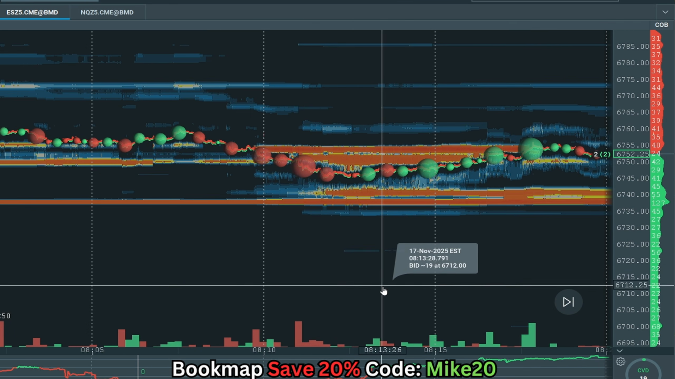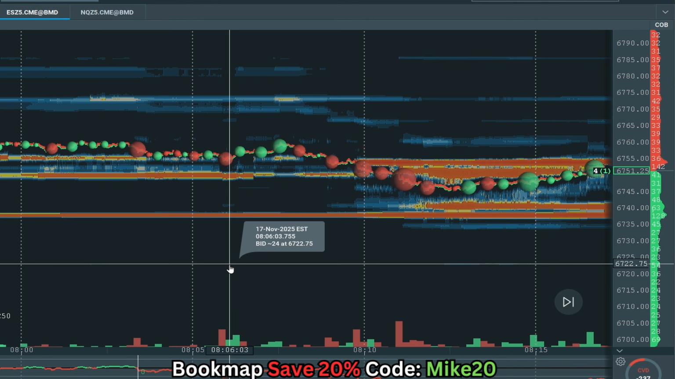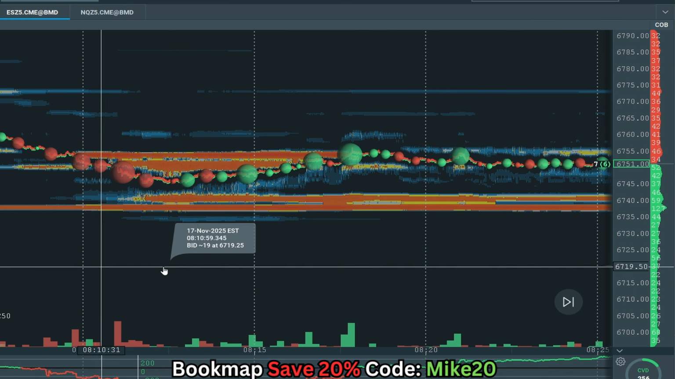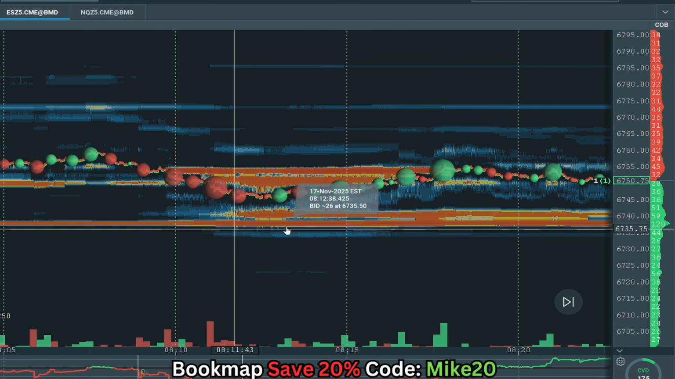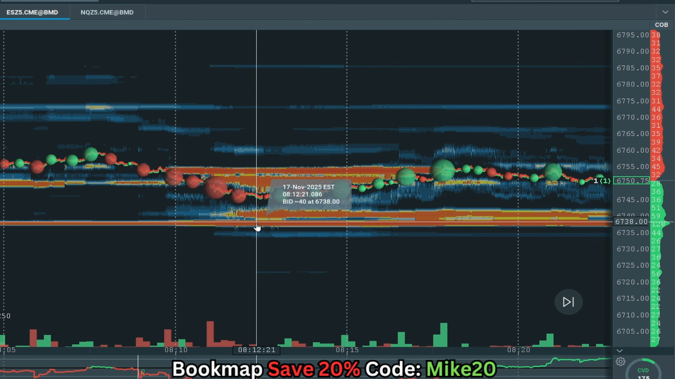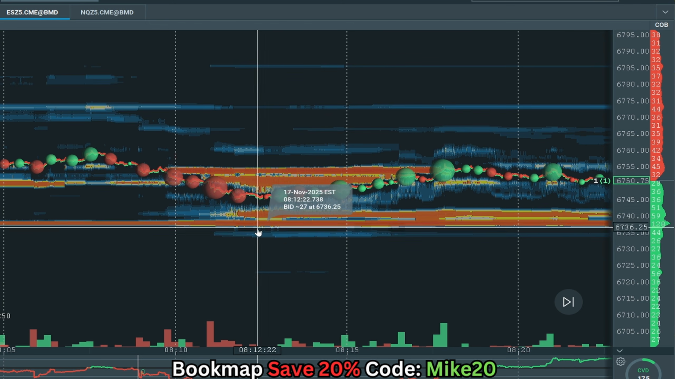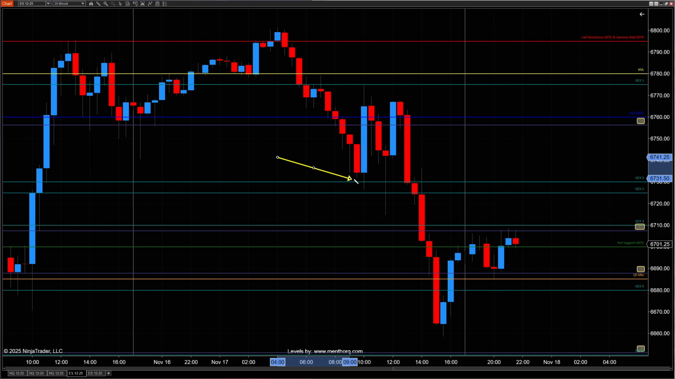But I want to bring you guys to this first example. I'm going to show you guys on the order flow footprint chart where we had the potential to come down towards this level right here, right around 6738. Now that will be basically front running this GEX 3 level that we have right down here.